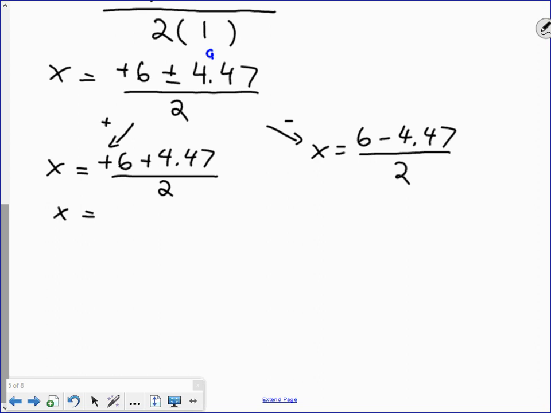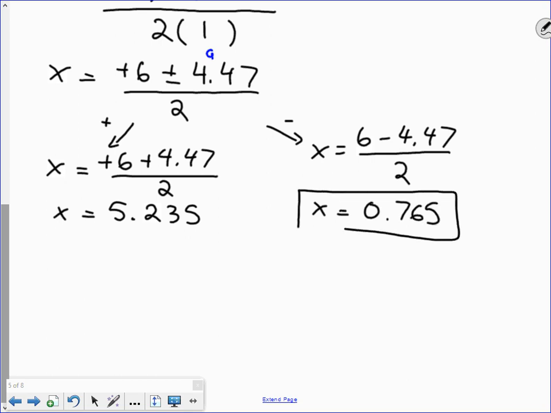6 plus 4.47 is going to be 10.47 divided by 2. We get 5.235. Our other solution, x equals 6 minus 4.47, and then divide that answer by 2, gets us 0.765. So these are our two solutions.